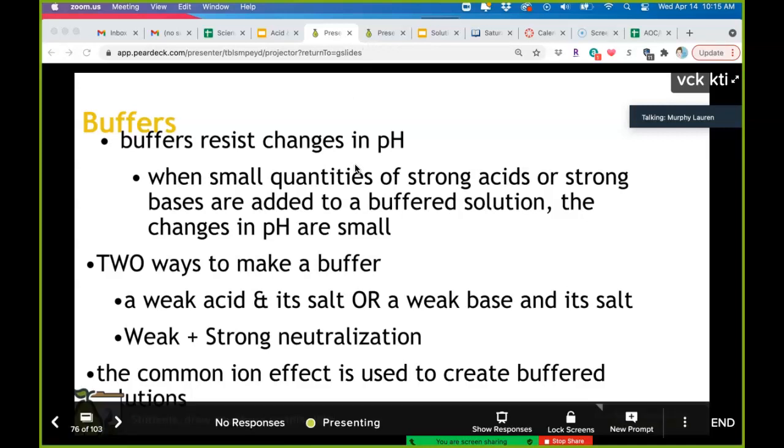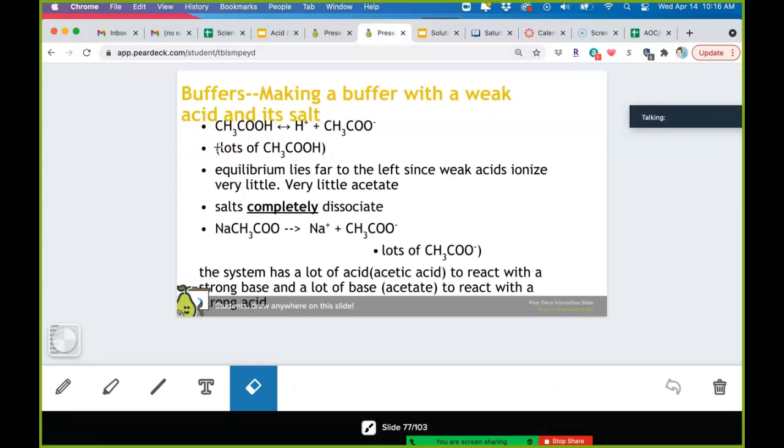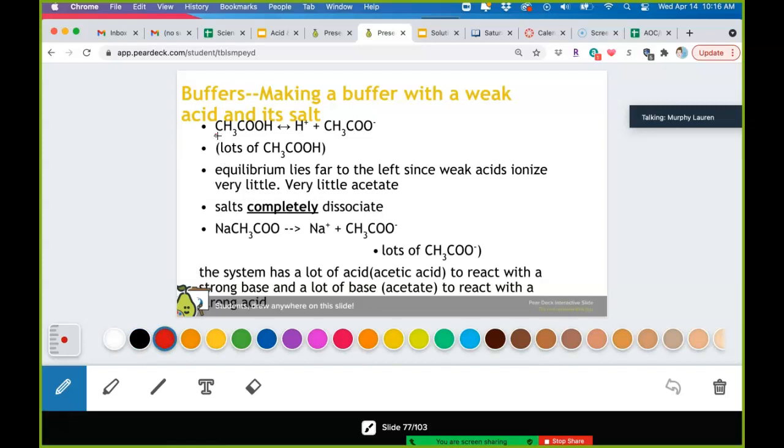So if we want to look at just a buffer with the salt. So look at this. We have acetic acid, okay? Acetic acid is a weak acid. Acetic acid exists almost entirely as this guy and very little of those guys. Now, it does ionize a little bit, which is what makes it a weak electrolyte, but the equilibrium lies super far to the reactant side, super far to the left, and so acetic acid does not give us a lot of acetate. So a weak acid alone cannot be a buffer, okay?